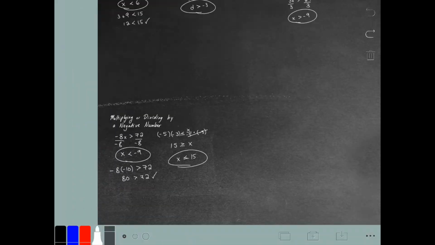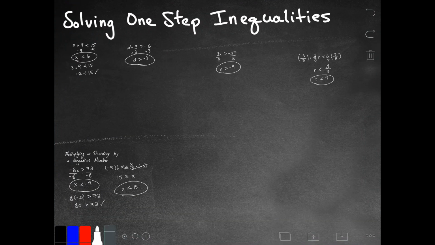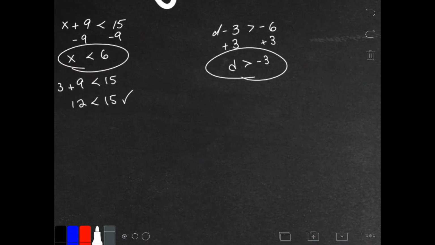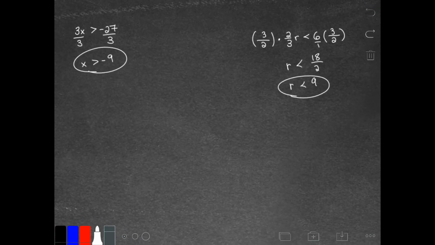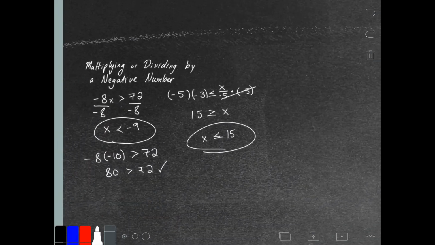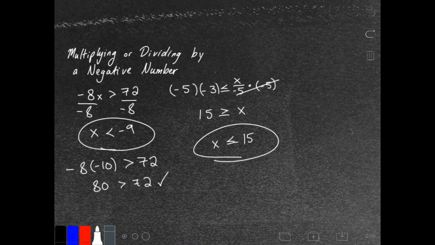So there are a few brief examples of solving inequalities. Remember, if we're adding or subtracting, multiplying or dividing by a positive number, it is just like solving an equation. And the only main difference is multiplying or dividing by a negative number, in which case we need to flip the symbol of relation.